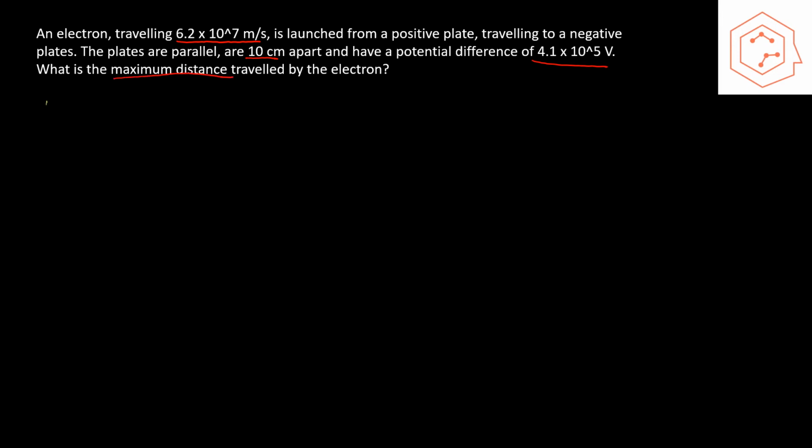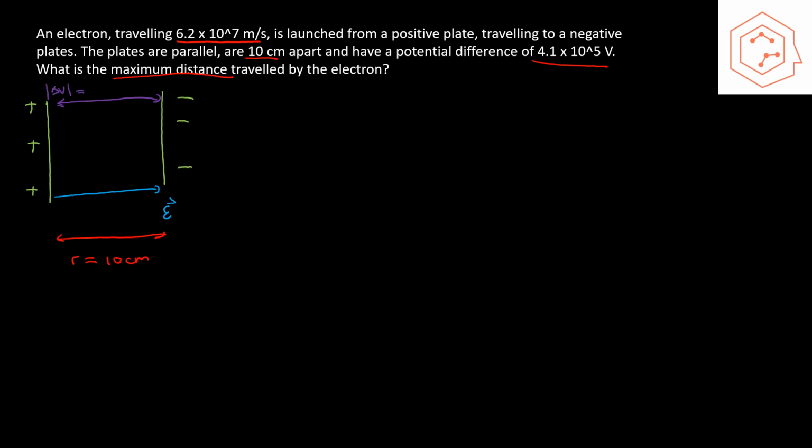So if we have our diagram, we have a positive plate and a negative plate. Since one's positive, one's negative, we have an electric field going from the positive end to the negative end. We know that the total separation between the plates, which we'll call R, is 10 centimeters. And the magnitude of the potential difference between them, delta V magnitude, is equal to 4.1 times 10 to the 5 volts. And I say magnitude because we have to be careful about our reference here.